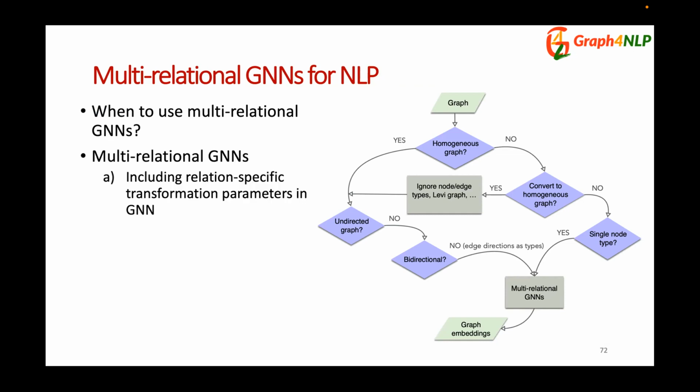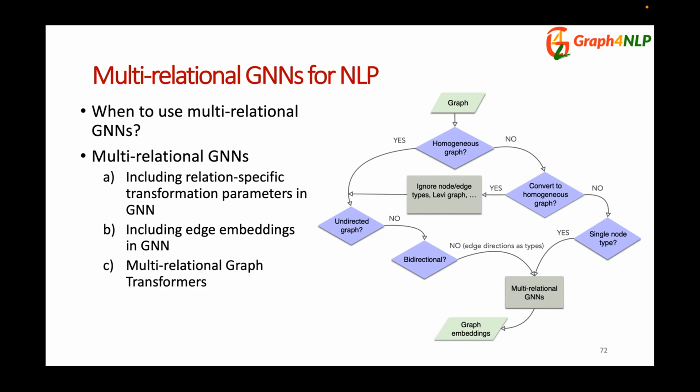In terms of multi-relational GNNs, we summarize different variants into three categories. One is to include the relation-specific transformation parameters in GNN. So we call it relational GNN. And the second one is to introduce edge embeddings directly to the GNN message passing mechanism. And the third one, we call it the multi-relational graph transformers, which combines the benefits of both GNNs and the transformer models. So we will talk about each of them in the next few slides. Let's first talk about RGN.